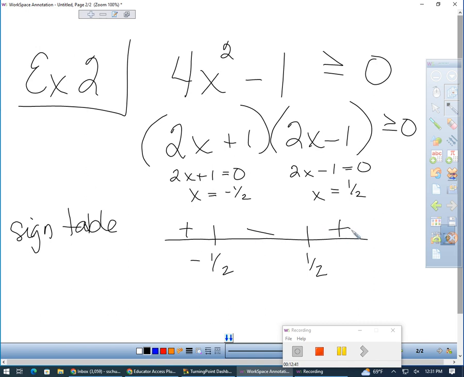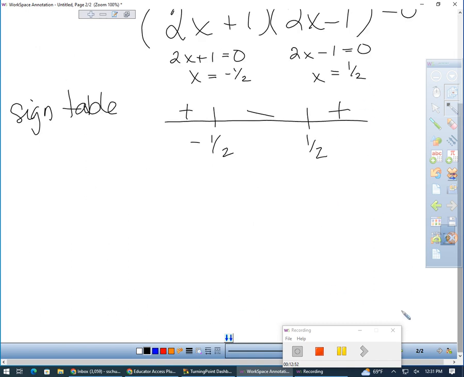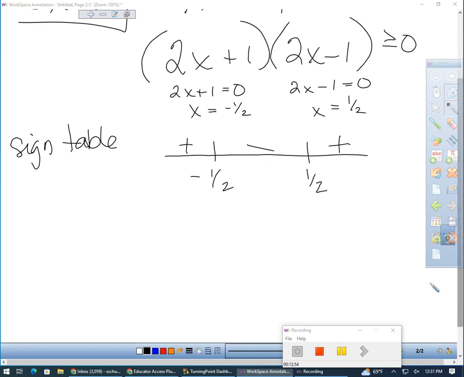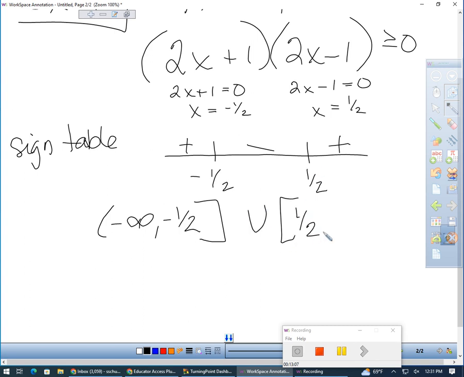Now, looking at the signs table we have, where is this greater than 0? At either side, exactly. So since, let me go a little bit down. Since we're going greater than or equal to 0, it's to this side, so negative infinity to negative 1/2. And because it does have the equals, I'm going to put a bracket. And then I have a bracket at 1/2 to infinity.